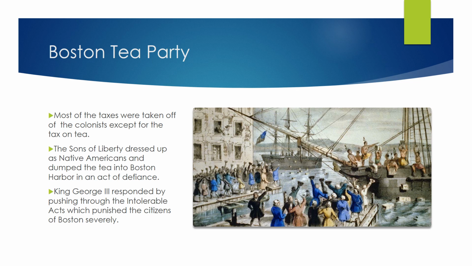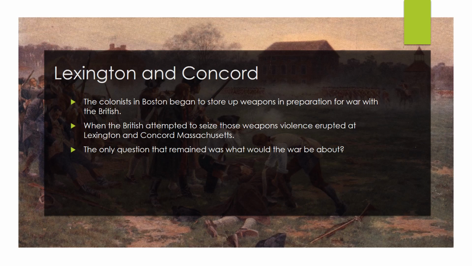Now, what they have to be able to do, the leaders of the colonies in New England, they have to be able to convince the other colonies in South Carolina, North Carolina, Virginia, New York, they have to convince these colonies that this is an act of war and that we actually need to declare our independence. And that's going to take some time to do.